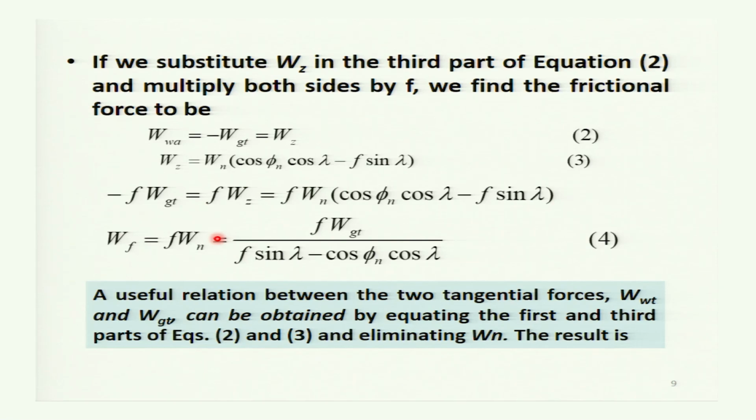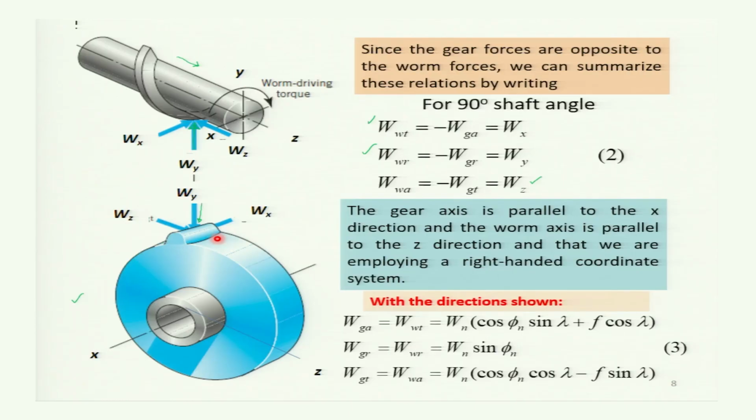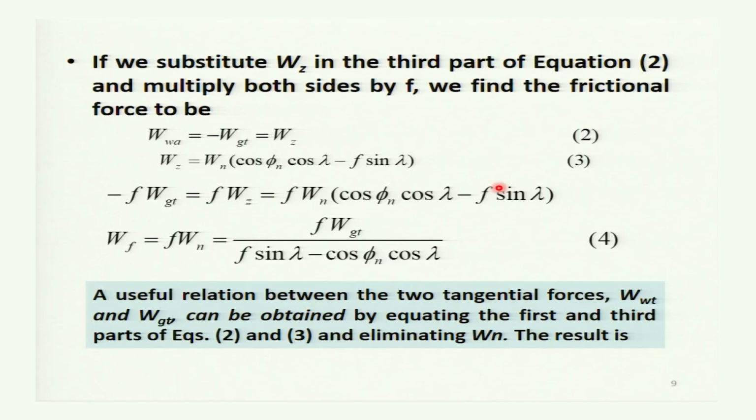Now, if we substitute Wz in the third part of the equation 2, and multiply both sides by f, we find the frictional force. WWA is equal to minus of the WGT, and that is Wz. This is the third part of the equation 2, and substituting the value of Wz, the resultant force in the direction of z, it is Wn (cos phi n cos lambda minus f sin lambda).